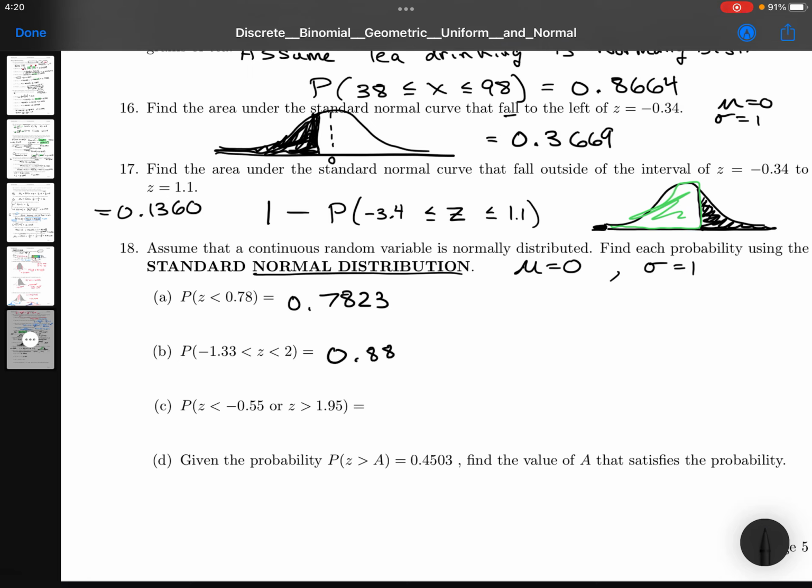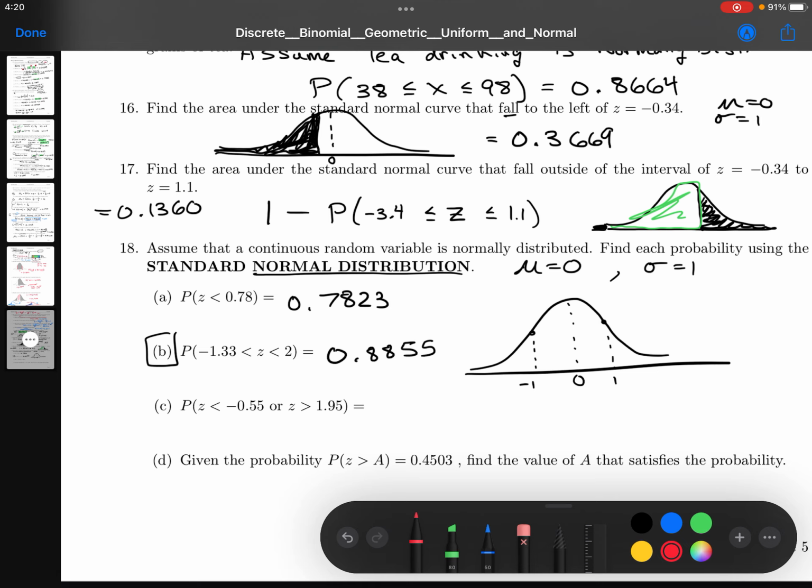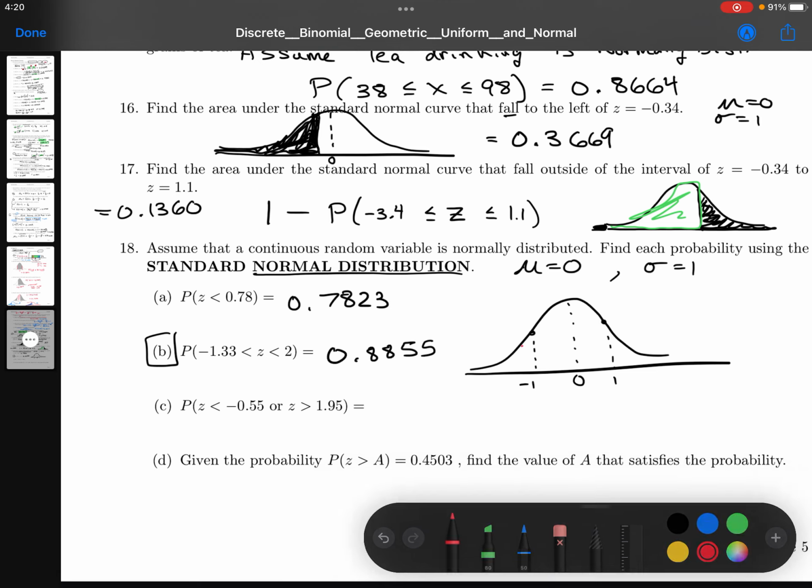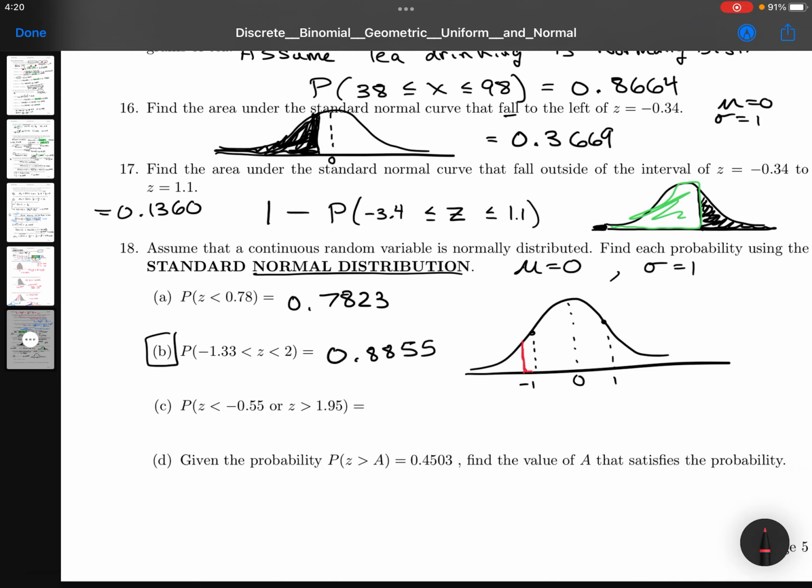In question 2, we change our lower limit to negative 1.33 and our upper limit to 2. And we get 0.8855 when we round. So just to show you what we're doing, for example, in B, we have a normal curve. 0's in the middle, 1 is about where that inflection point is, and negative 1 is the opposite.